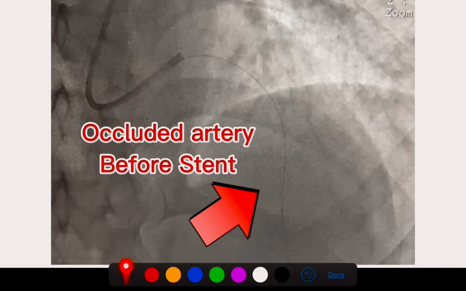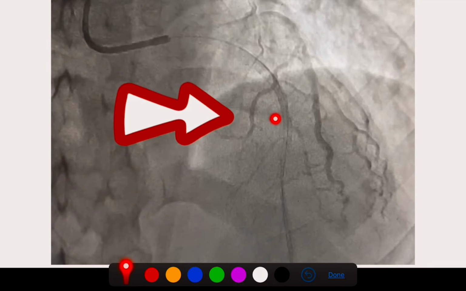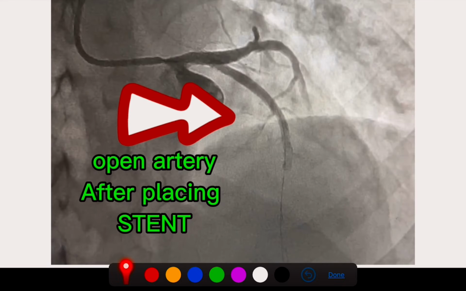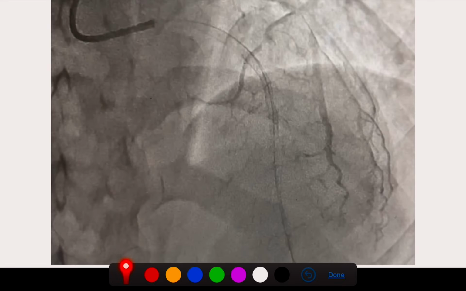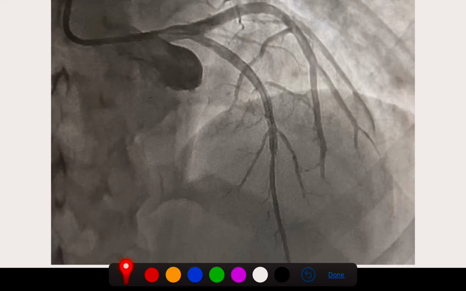Now just look at the difference. The artery is totally occluded before deploying a stent, and now artery is open after deploying a stent. So that's how primary PCI can save lives.